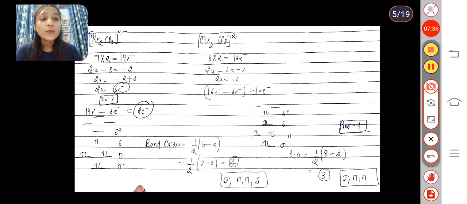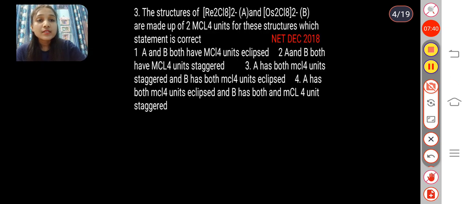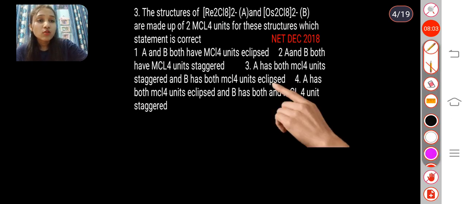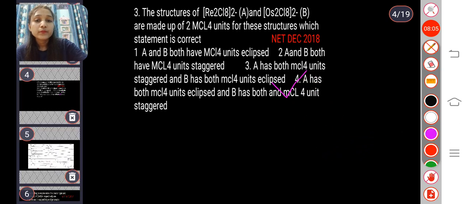So the first complex is eclipsed and the second is staggered. If we see the options, in the fourth option, A has both MCl4 units eclipsed and B has both MCl4 units staggered. Because in the A complex we have a delta bond, so it is eclipsed, and in B we do not have a delta bond, so it is staggered. You have to remember this trick. So the correct option is option number 4.